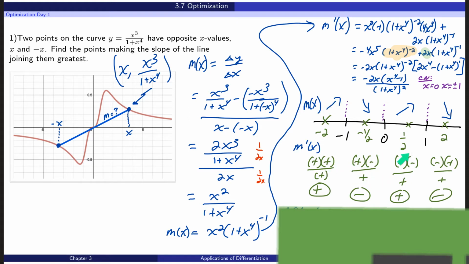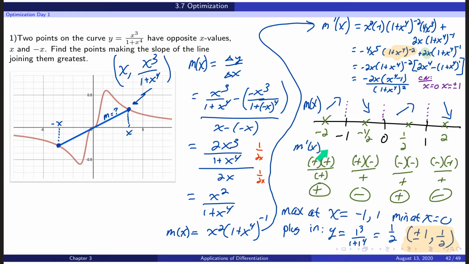Repeating that process when I plug in numbers, double checking all my work because it's easy to make a silly mistake. It doesn't always do this, but it turns out this function goes from increasing to decreasing to increasing to decreasing based on positive, negative first derivatives. So now to answer the question, find the points making the slope of the line joining them the greatest. Use this information to answer the question. Again, pause the video, write down your answer, and I'll reveal the answer in a second.